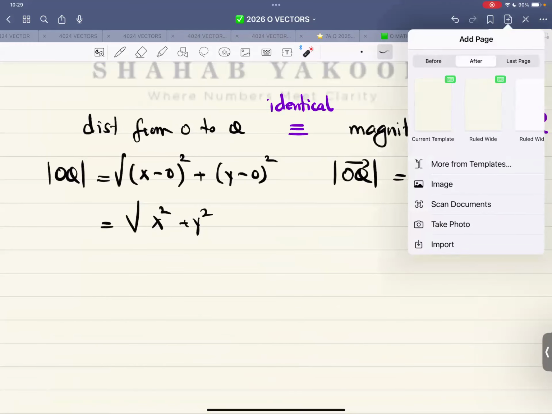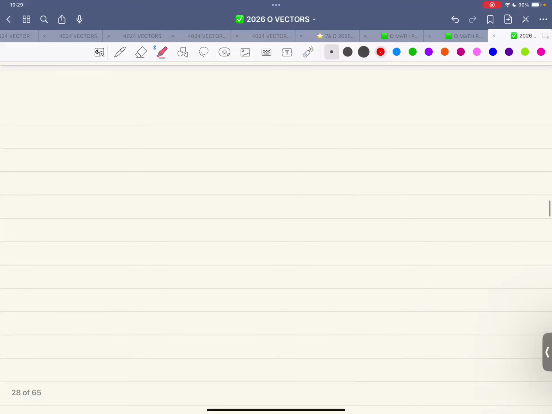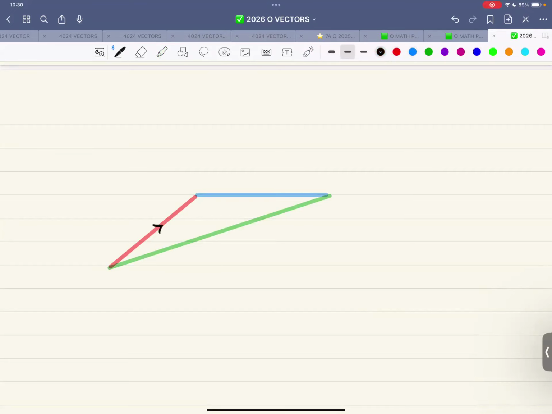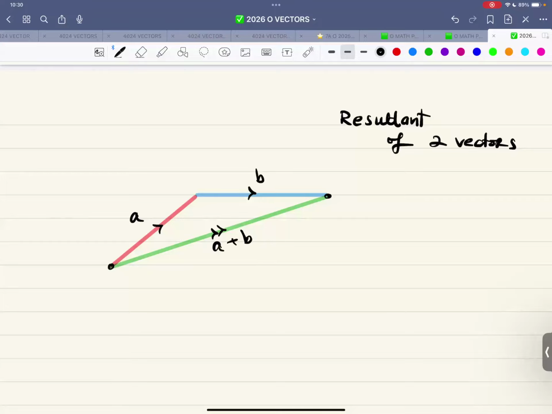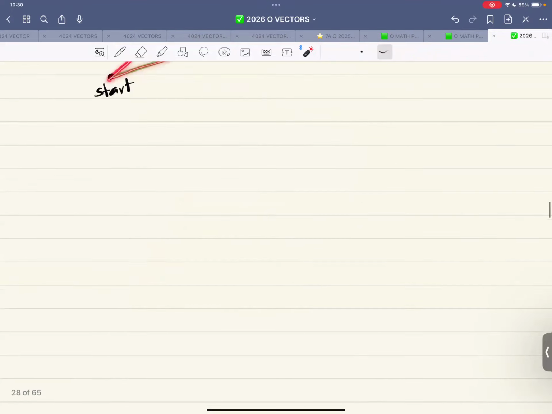If you want me to draw a diagram, I can also draw a diagram like this. Now let's say this is one vector. This is another vector. And the resultant vector is this thing. So let's say this vector is a, this vector is b. So the green vector, that is the summation of two vectors, the concept of resultant of two vectors. The green one is a plus b. That is the start, that is the end. So that is a plus b.